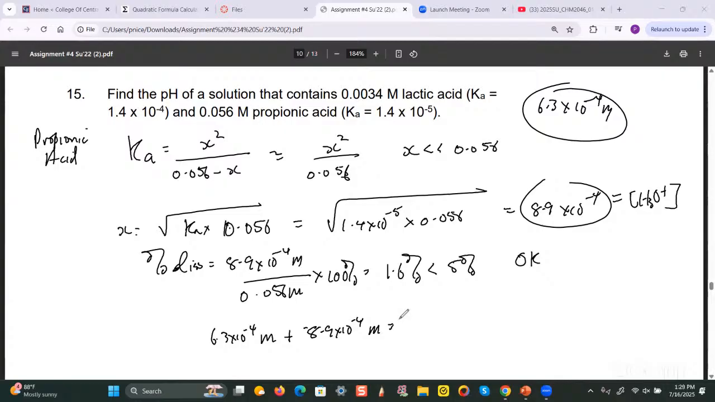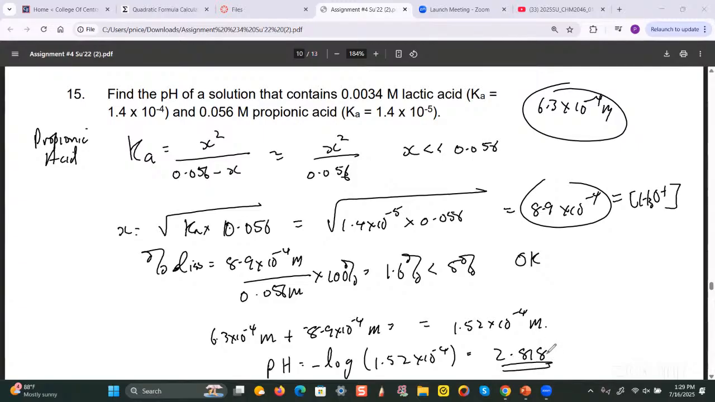Let's see what that gives. 6.3 times 10 to the minus 4 plus 8.9 times 10 to the minus 4. Okay, so according to my calculation, this works out to be 1.52 times 10 to the minus 4 M, right? So now we can determine the pH. That'll be equal to minus log of 1.52 times 10 to the minus 4. So let's see what that gives. Okay, so this is 3 sig figs, so you need 3 decimal places. So this is going to be 2.818. And that would be the answer.